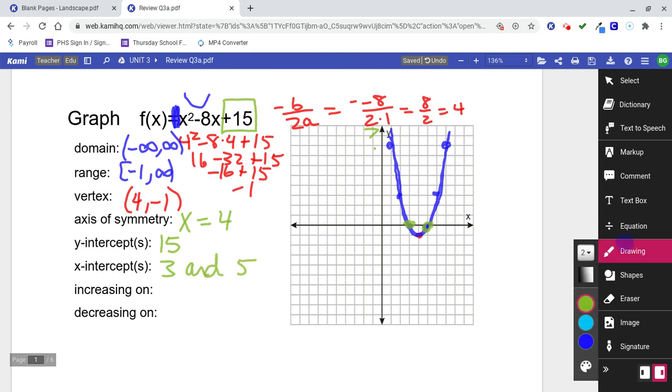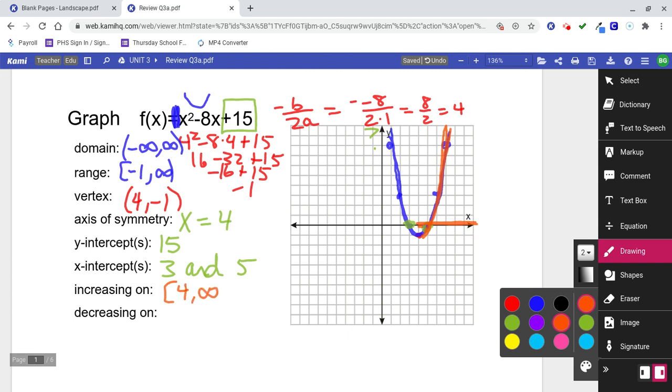Increasing, decreasing. So it's increasing here, this half of the graph. Look at your domain. Your domain is right here. It goes from the middle number 4 to infinity. And decreasing. This part of the graph is decreasing. Look at the domain for that part of the graph. It's going from negative infinity to that middle number of 4.